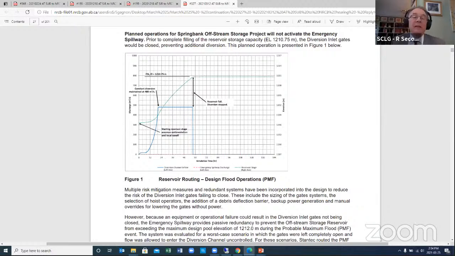And would that be the same for the draft safety management plan, the storage dam commissioning plan, the off-stream reservoir dewatering plan, and the draft DEP? Would those all be submitted to AEP at some point? That's correct.